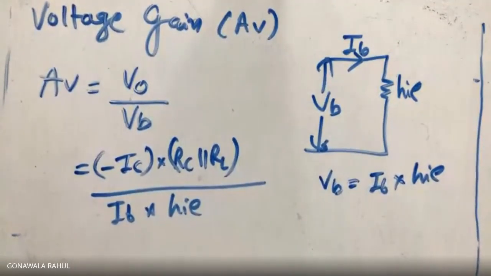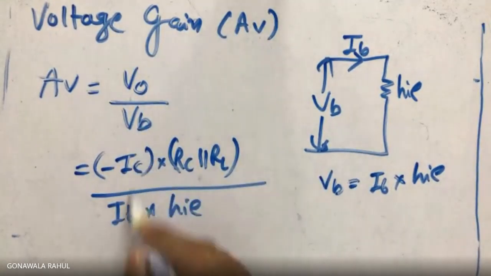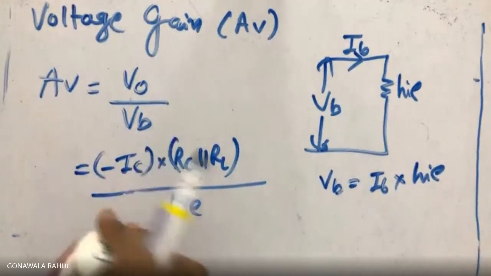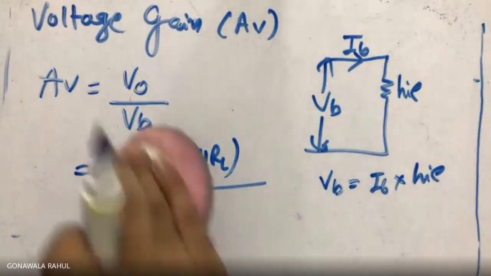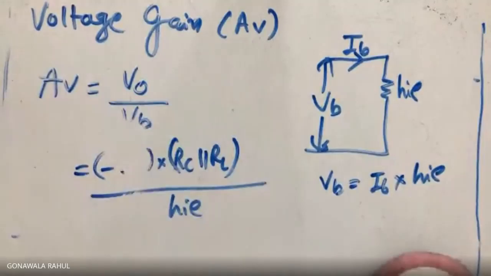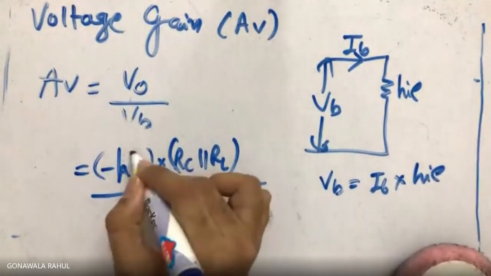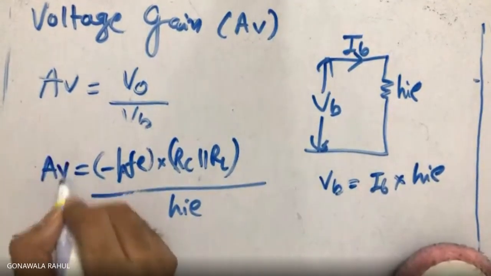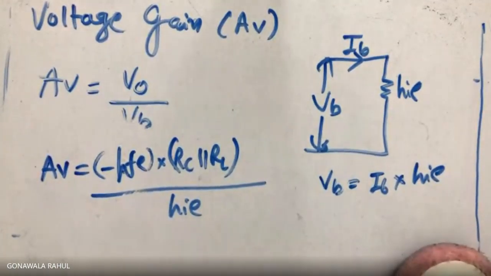Clear? Now, as we know, here we have the IC by IB ratio. Simplifying that, IC by IB is hfe. So I am writing down here, minus hfe into RC parallel RL upon hie, and this is my AV. Clear? This is my voltage gain.